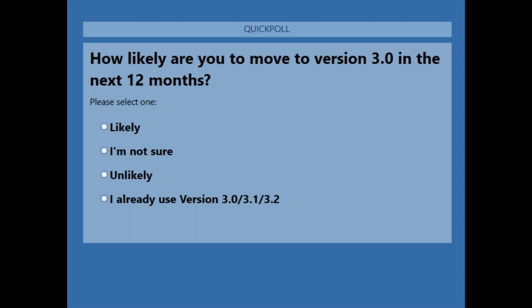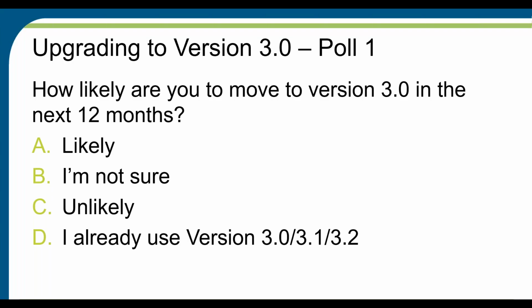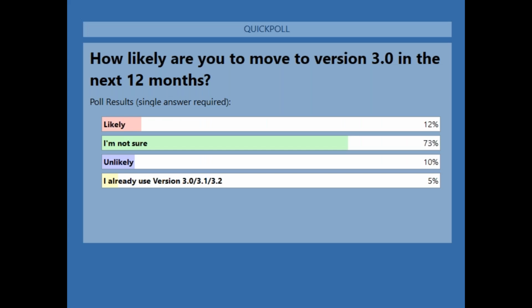Okay, I'll give that just a few more seconds. Thanks everybody for the responses so far. Okay, so it looks like mostly people are not sure. We've got a few people saying likely, a few people saying unlikely, but 73% not quite sure. And then we've got 5% of respondents who are already using one of the version 3s.